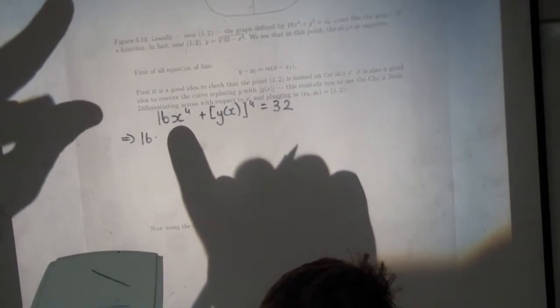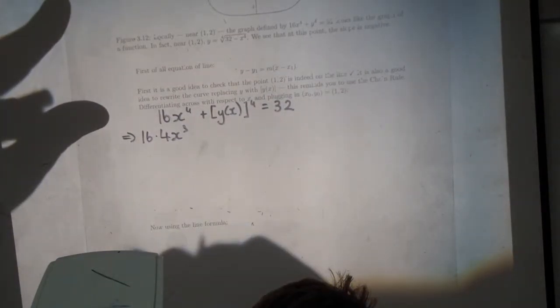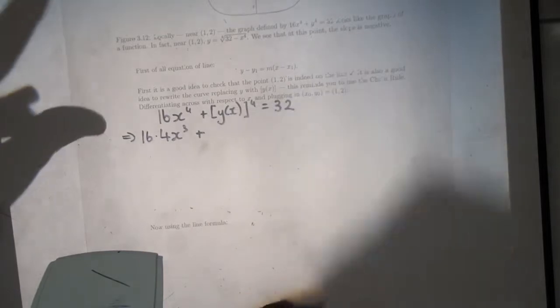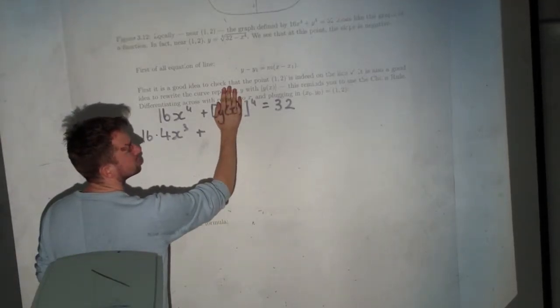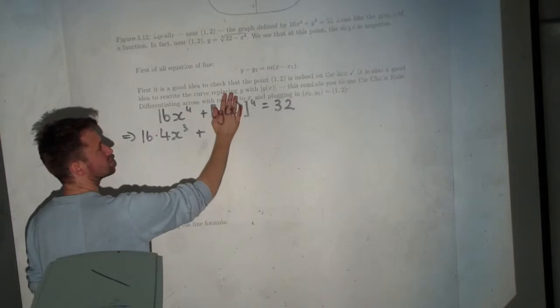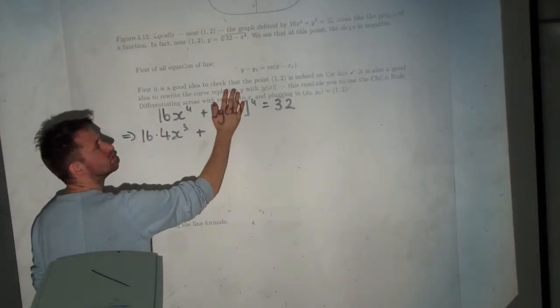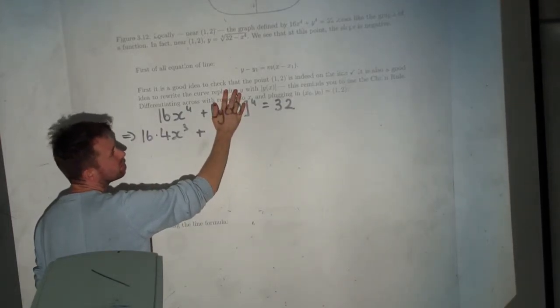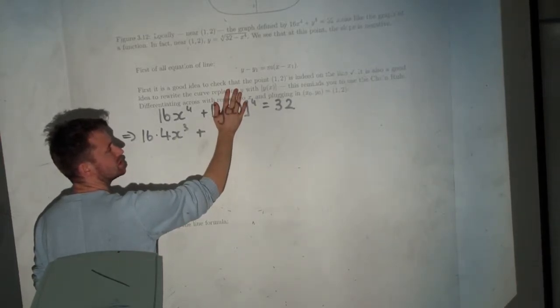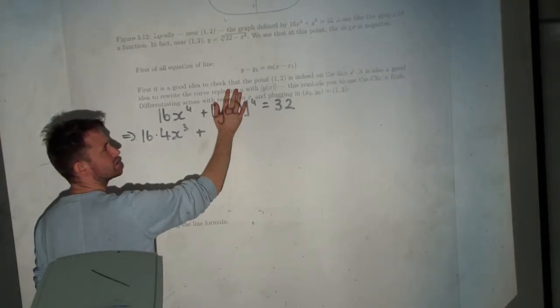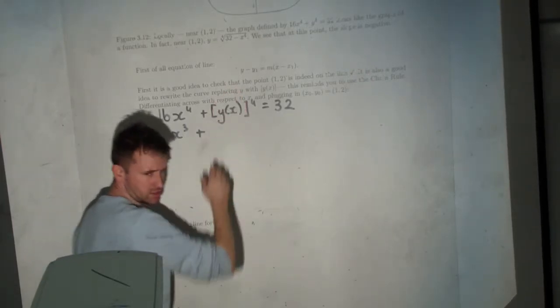What is the derivative of x to the power of 4? 4x cubed. So this is 16 times that. Plus, what is the rule of differentiation I need here? Chain rule. Outside, then inside. What's the outside function? Power 4. I'll say it's the x to the 4 here. So the chain rule says differentiate the outside. What is the derivative of x to the power 4? 4x cubed.